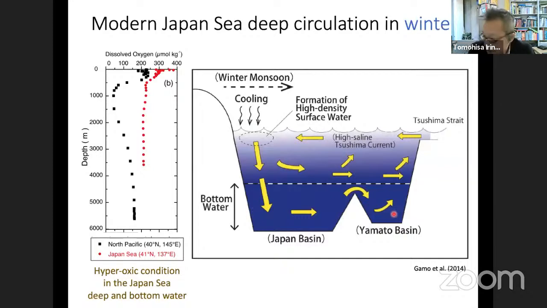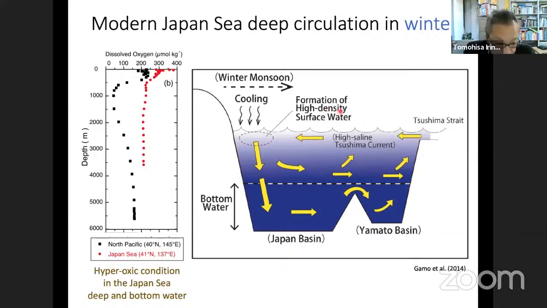This winter cooling makes the Japan Sea deep water very oxic. And this is the dissolved oxygen concentration profile of the Japan Sea basin. The red dot is much higher than the open ocean Pacific. So the modern Japan Sea deep basin is in a condition of hyperoxia.